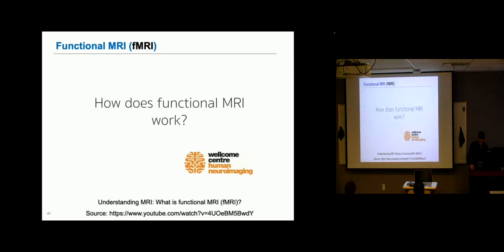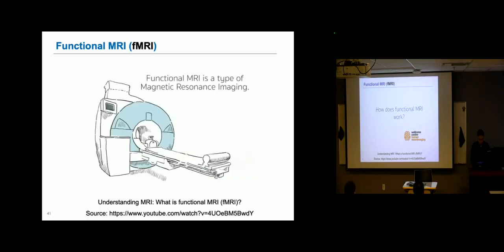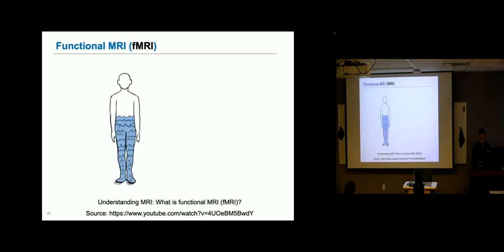How does functional MRI work? You might have heard of functional MRI, or you might even have had a functional MRI scan yourself. The goal of this video is to explain how it works. Functional MRI is a type of magnetic resonance imaging, or MRI. MRI uses a very big magnet inside a scanner to make images of the human body.